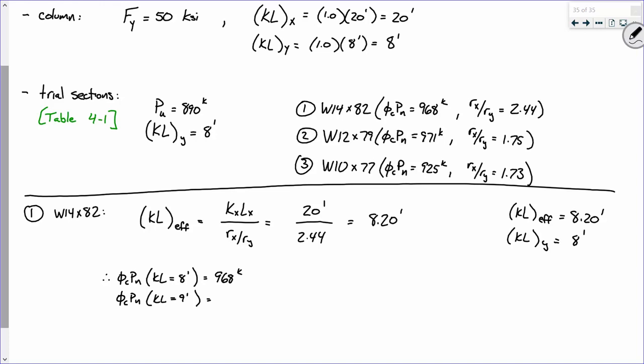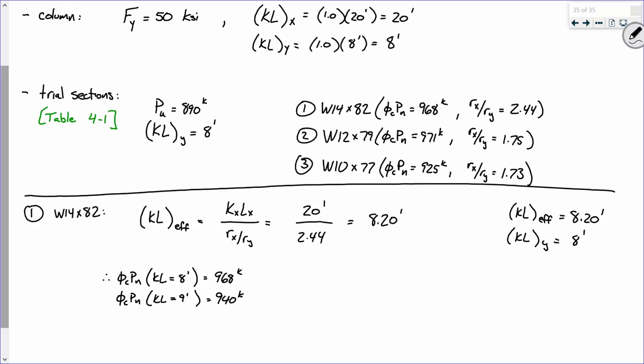Okay, what's KL of 9? 940. So far, so good? Okay. So what I'm getting at is that the capacity is somewhere between these two, right? Which is smaller than what it was for the weak axis, which was just the 968. Does that make sense?